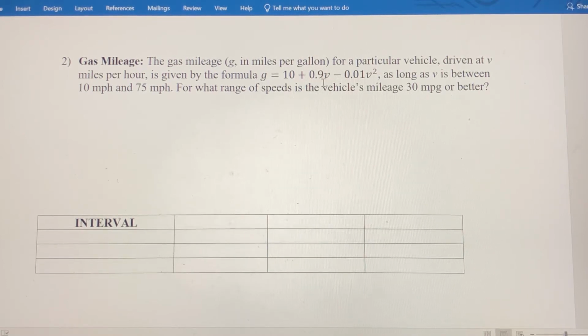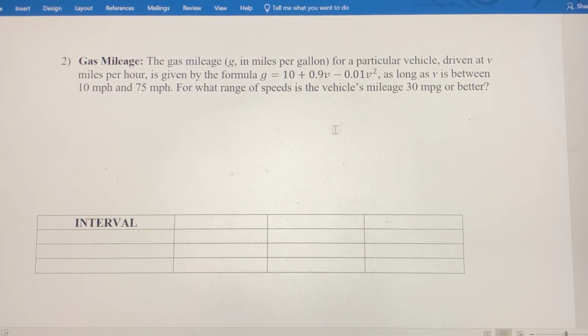Now, this formula only works as long as the speed of the car that's being driven is between the speeds of 10 miles per hour and 75 miles per hour, okay? Now, within this range of 10 to 75 miles per hour, we want to find the range of speeds that maximize here the vehicle's mileage in terms of being at or above 30 miles per gallon, okay? So we want to be the most efficient we can, and we're trying to determine what speeds will make us achieve the best mileage here, okay?